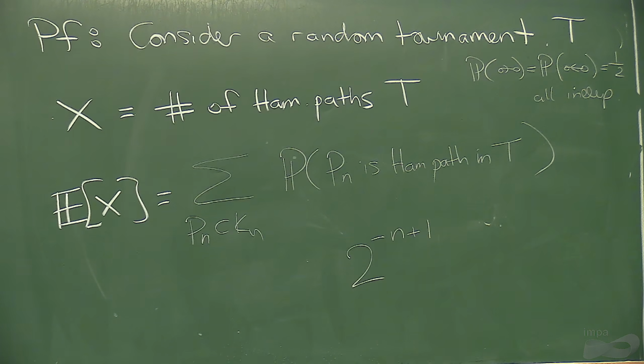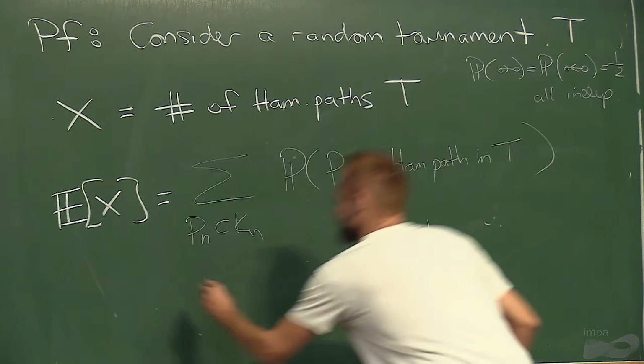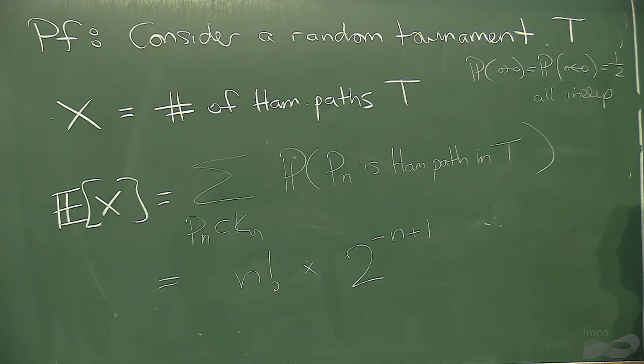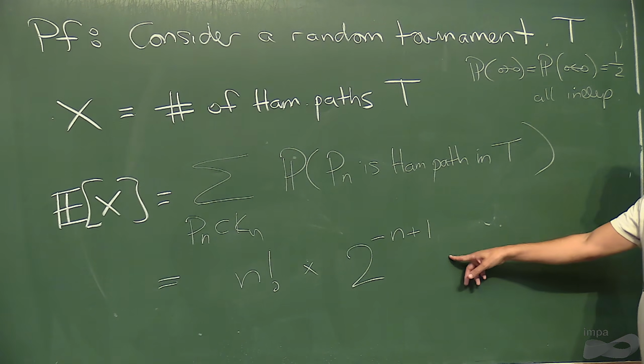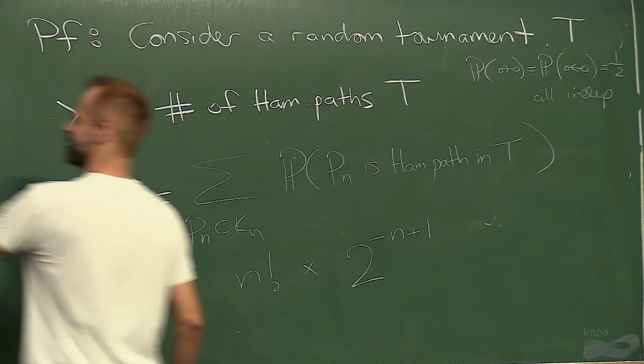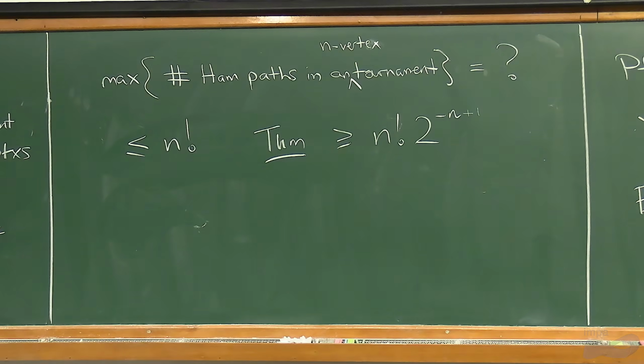And how many paths are there? I guess they're directed paths. How many ways are there to order the vertices 1 to n? N factorial. Right? And why are we now done, even with the minus 1 in the exponent? Why are we done? Shout it out so that I know you're understanding.